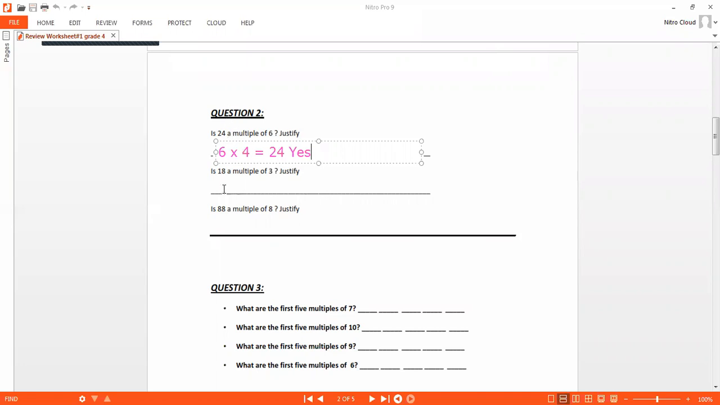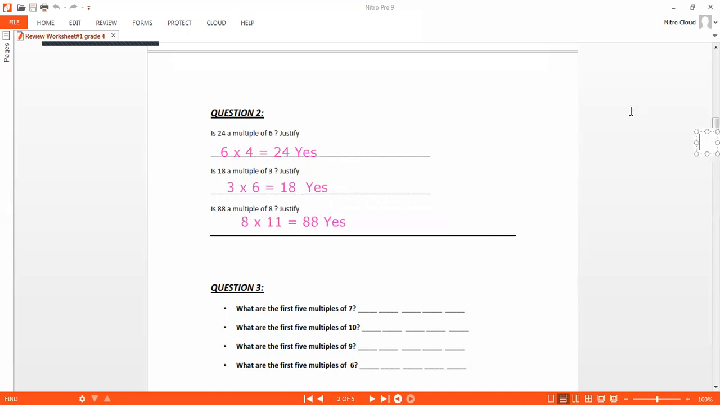Now is 18 a multiple of 3? 3 times 6 is 18. So yes, 18 is a multiple of 3. Now is 88 a multiple of 8? You know that 8 times 11 is 88. So yes, 88 is a multiple of 8.